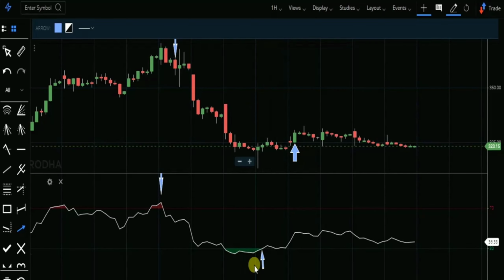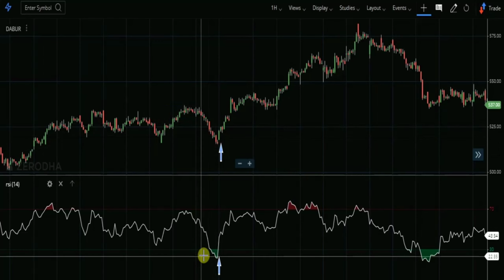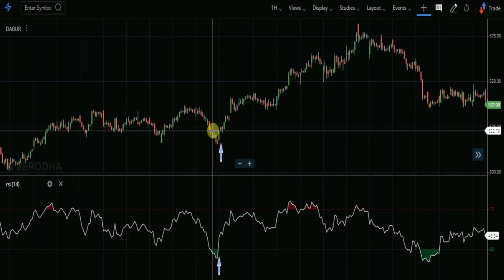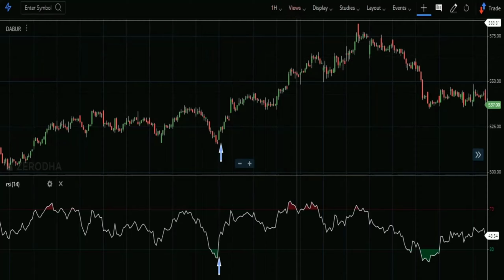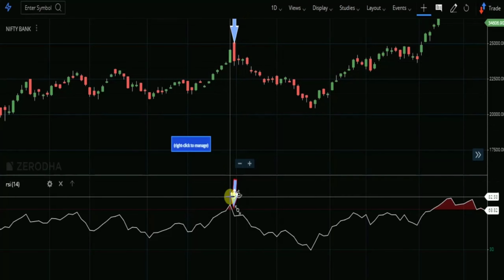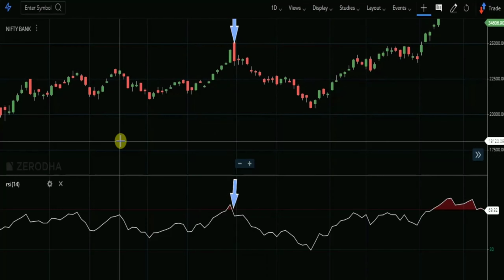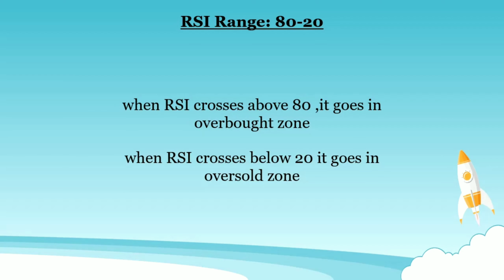So now in the second example here, you can see RSI went below 30 and the price started moving up. Here is another example where you can see RSI went below 30, so it was in the oversold zone, and as soon as it turned, it went upside. Now you can see in Nifty Bank, RSI in the overbought zone, I mean RSI in the 70 zone, and price follows it.